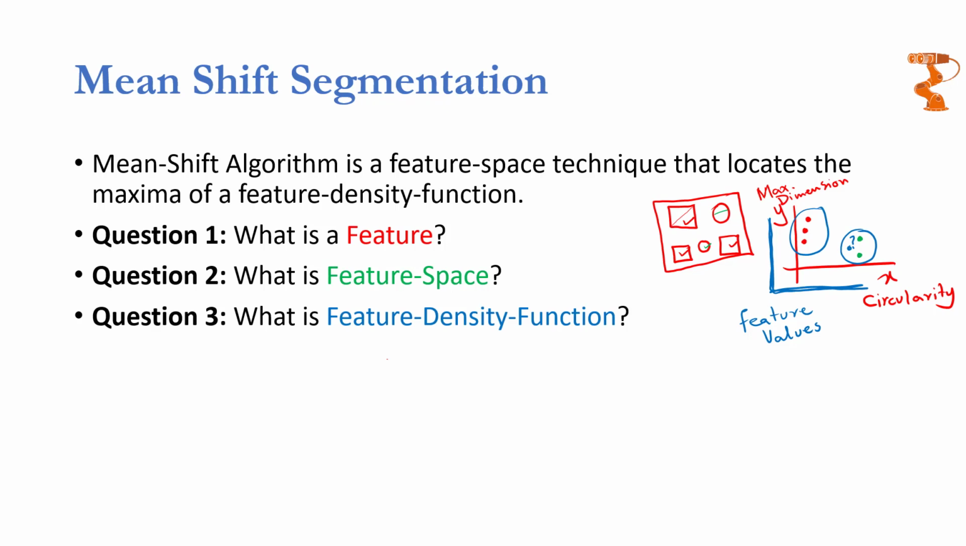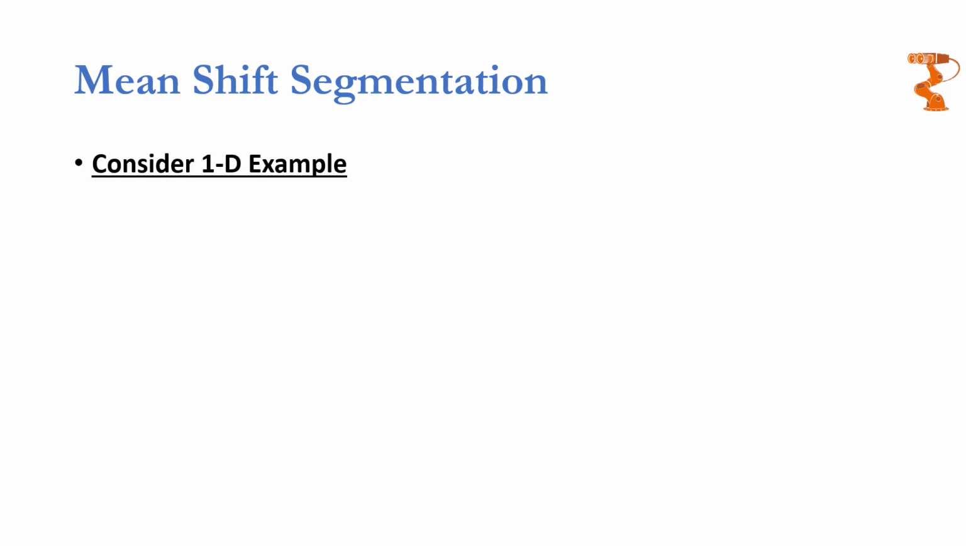This density function is going to mathematically model the density of feature points lying in the feature space. For example, what is the density of features in this area? And what is the density of features in this area? Somehow this feature density function is going to express this information mathematically so that it can be used for analysis and for categorization. So consider a very simple 1D example.